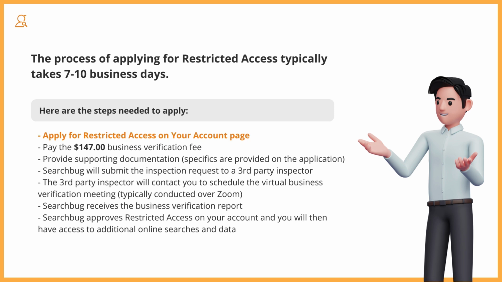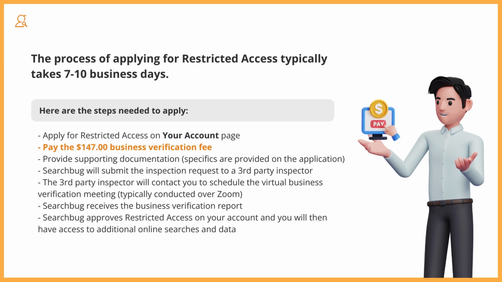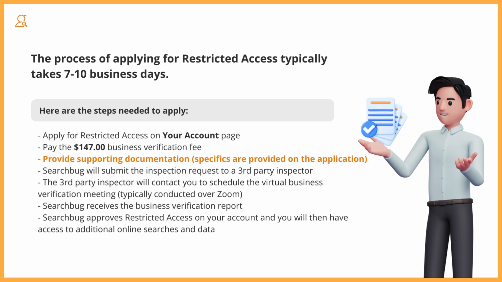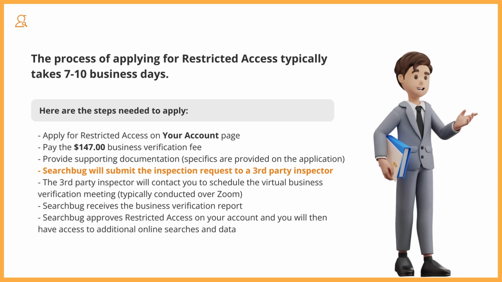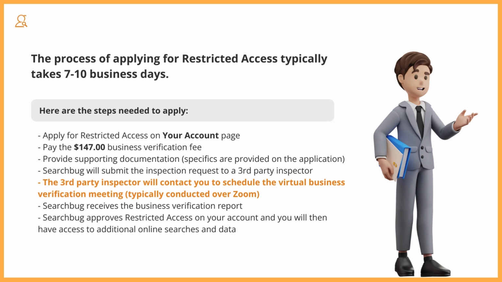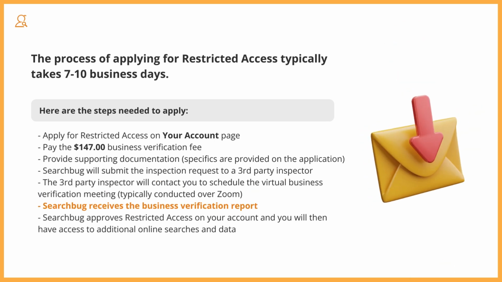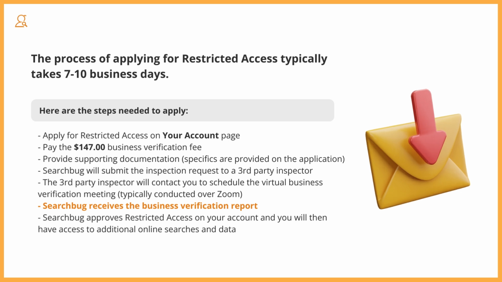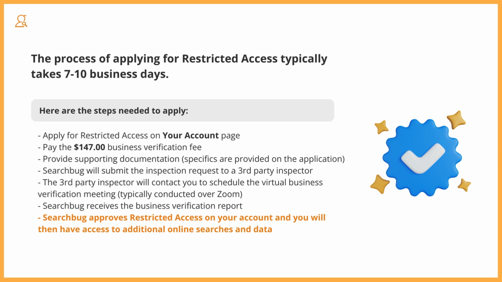Apply for restricted access on your account page. Pay the $147 business verification fee. Provide supporting documentation, specifics are provided on the application. Searchbug will submit the inspection request to a third-party inspector. The third-party inspector will contact you to schedule the virtual business verification meeting, typically conducted over Zoom. Searchbug receives the business verification report. Searchbug approves restricted access on your account and you will then have access to additional online searches and data.